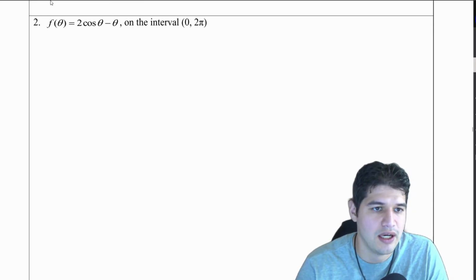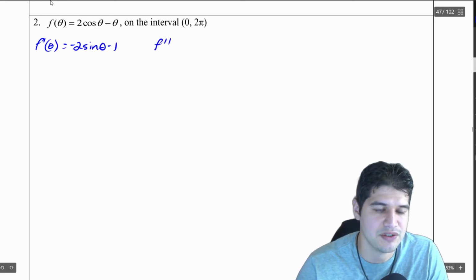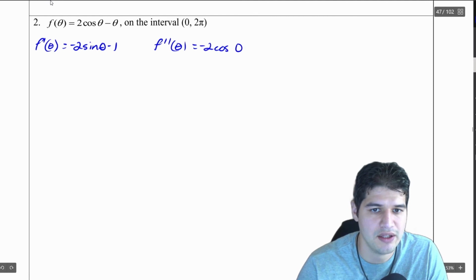trigonometry. So I have f of theta, so let's find f prime of theta. Well, then that's going to be -2 sine theta minus 1. And let's find that second derivative. So the second derivative of theta is going to be -2 cosine theta minus 0.